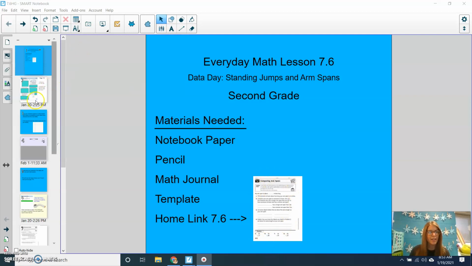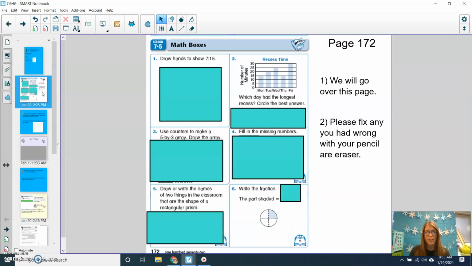Let's get started. The first thing that we're going to do is go over our math boxes from the previous lesson. So if you can open up your math journal to page 172. If you're noticing that you have any mistakes, please fix those with your pencil and eraser.